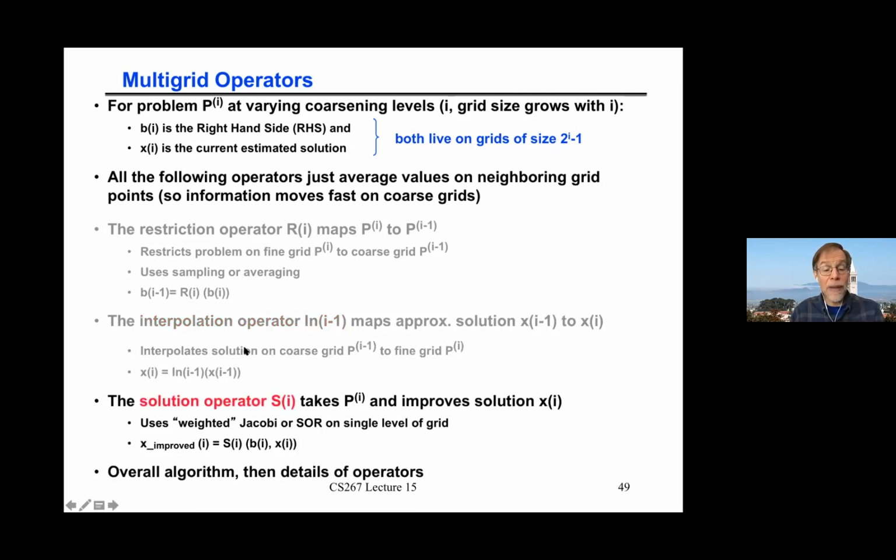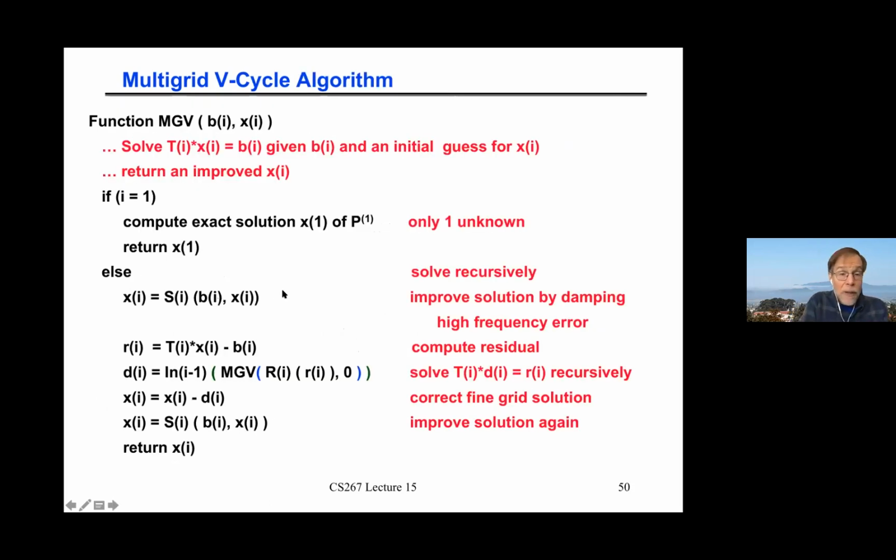Finally, I have to do something that actually improves the solution. And this is where I'm going to do something like Jacobi or SOR, and I'm going to call it weighted, because even though it's still just a stencil, averaging with your nearest neighbors, the numbers are different. And I'll show you a picture of that later, and as to how it improves. So here I'm going to take my right-hand side, my solution vector, and I will do some averaging with nearest neighbors to get my improved solution. And this all happens at one level on the grid. So that's enough to state the algorithm on one slide.